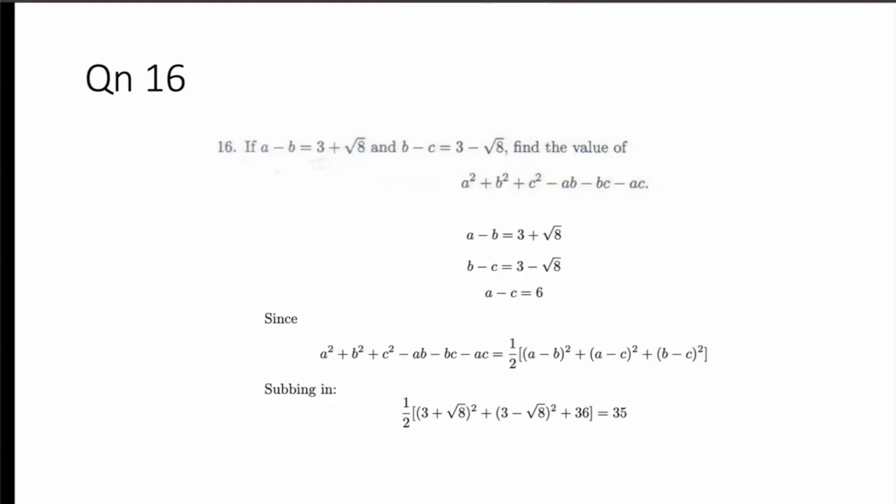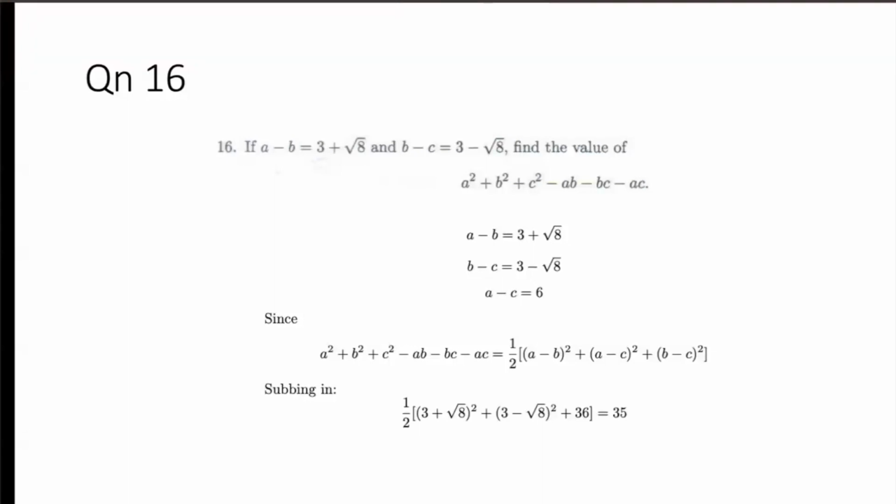We are given a minus b equals 3 plus square root 8 and b minus c equals 3 minus square root 8. And we have to find the value of the following. Since we have the first two equations, we can get the third one by adding these two equations to get a minus c equals 6.